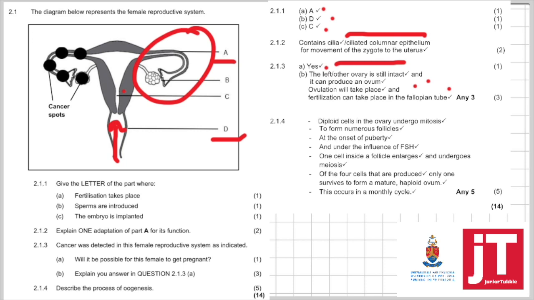2.1.4. Describe the process of oogenesis straight from the exam guidelines. Make sure you memorize it. Diploid cells in the ovary undergo mitosis to form numerous follicles. At the onset of puberty, under the influence of FSH, one cell inside a follicle enlarges and undergoes meiosis. Of the 4 cells produced, only one survives to form a mature haploid ovum. This cycle occurs monthly. This was a nice question.